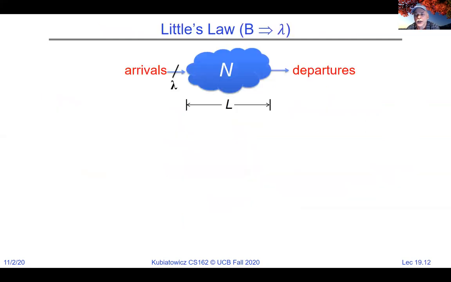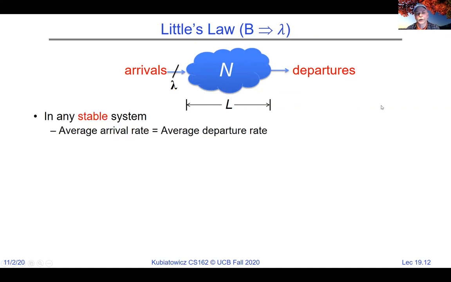Now, Little's Law is a way to define that. Little's Law talks about a system, which is this cloud. Arrivals come in at a certain rate, and now instead of bandwidth, which is maybe a more normal thing for you all to think about, we're gonna talk about lambda, which is a rate of things arriving. Just think of this as a different symbol for B. There's a length of time you're in the system, and there's the number of things that are in the system at any time. So things come in, they're in the system, they depart, okay?